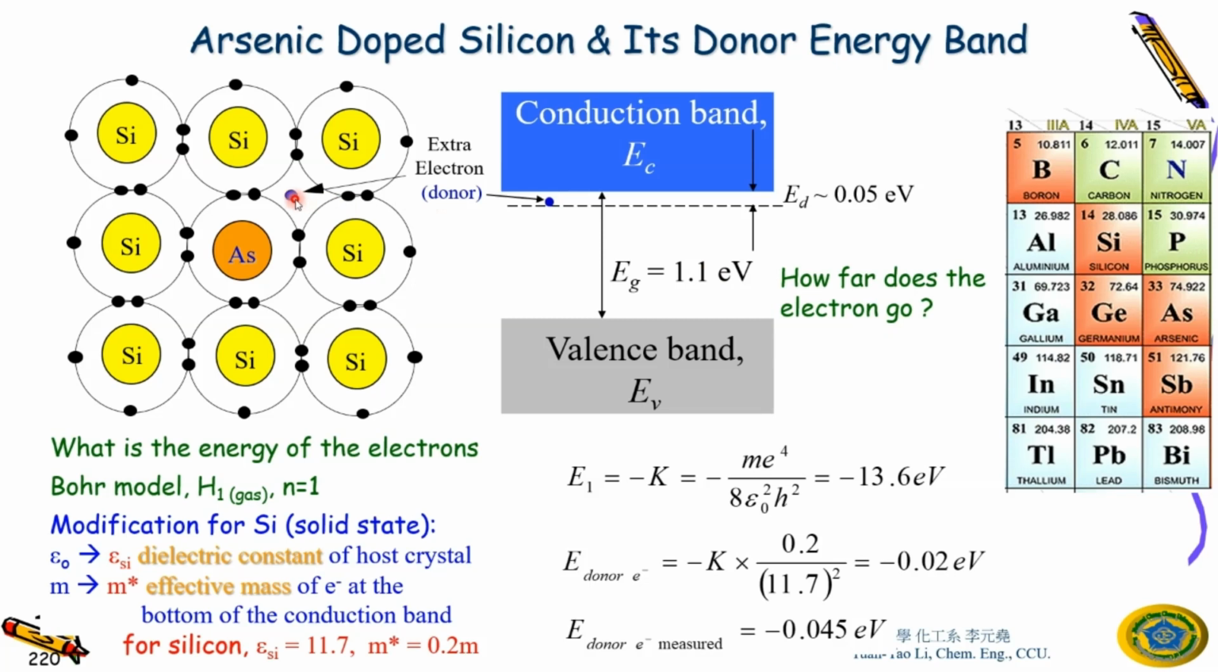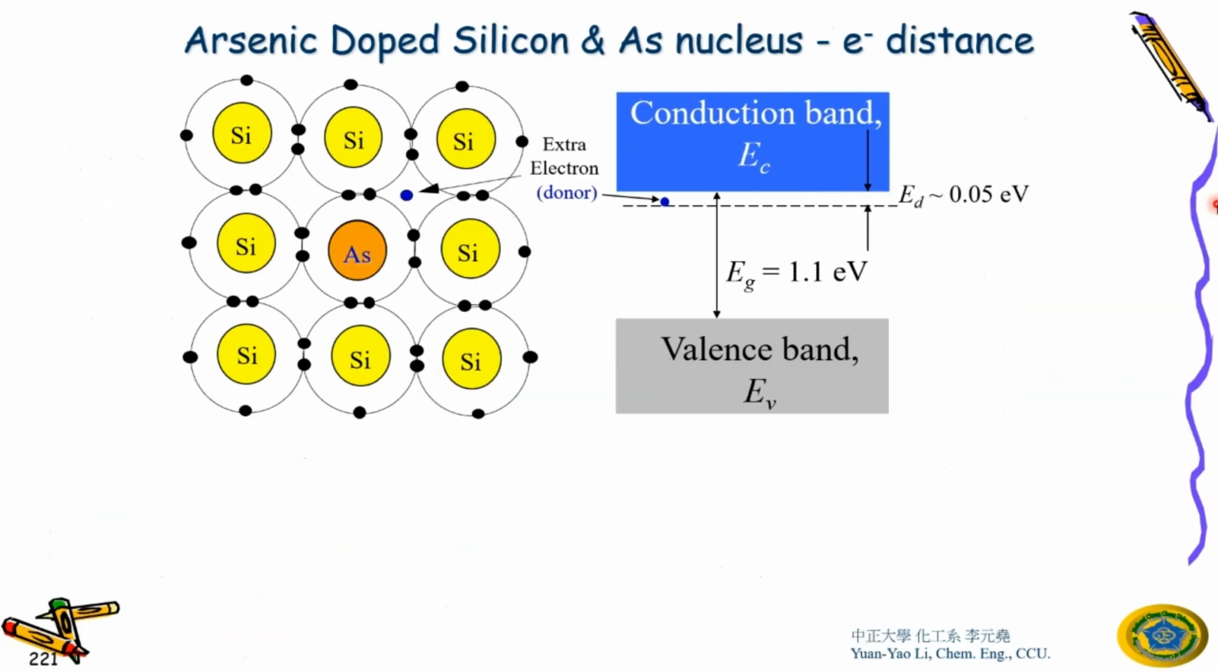Where is this electron? Is it somewhere here? Is it possible to be here, closer to the arsenic compared to the valence electron? No way, right? It must be somewhere far away from this one. Okay, so let's take this example.